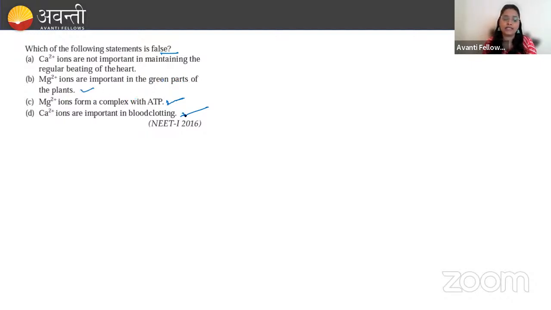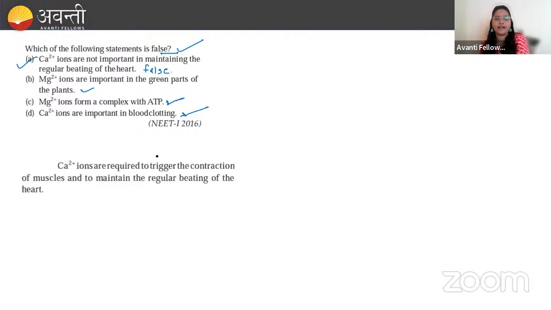So all these three statements are what? True. Which statement is false here? The first statement is false. Ca2 plus ions are not important in maintaining the regular beating of the heart. This is the incorrect statement. Ca2 plus ions are actually required to trigger the contraction of muscles, and they are used to maintain the regular beating of the heart. Actually, it is useful.